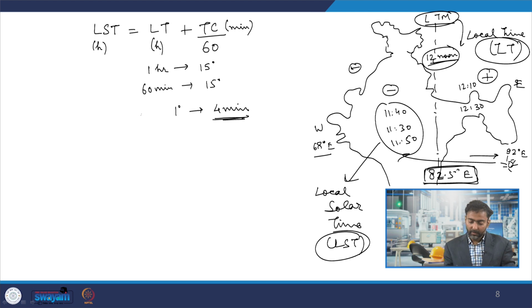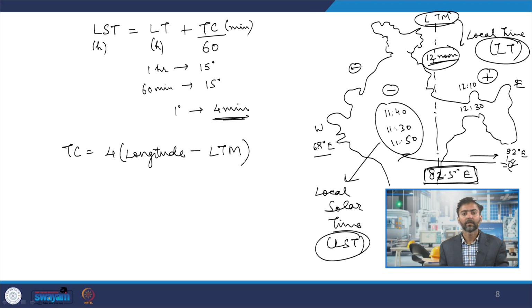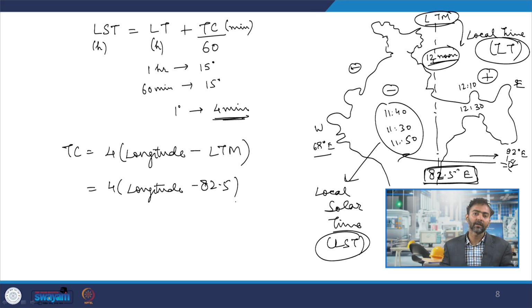So therefore this time correction we can say is 4 times the longitude at which you are located minus your local time meridian, LTM. So in India this LTM will be 82.5. So we will have 4 into longitude minus 82.5 for Indian conditions. Other countries will have their own standard time meridian.